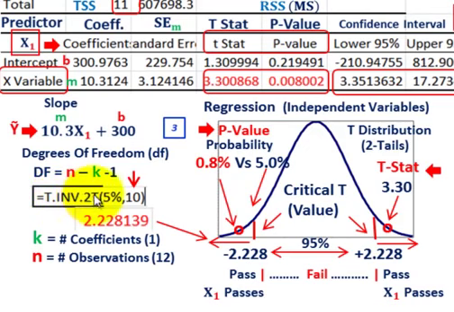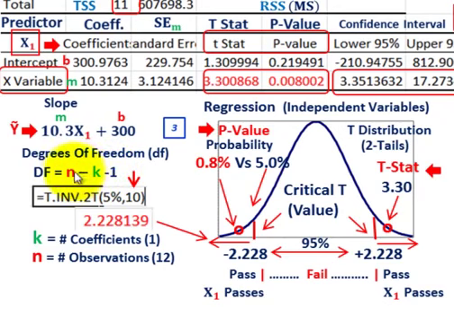inv dot 2t, and then you have to put in your significance, 5%, and you have to know what your degrees of freedom are. So the degrees of freedom in this case, using our t distribution, equals n, that's the number of observations, minus k, the coefficient. In this case, we only had one coefficient in our equation, so k would be equal to 1, and then you subtract 1 from it.